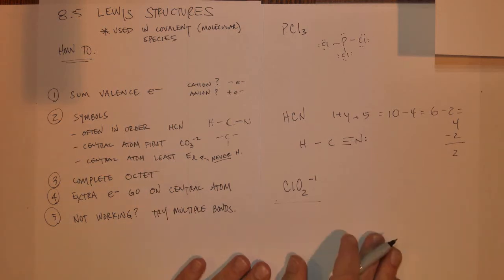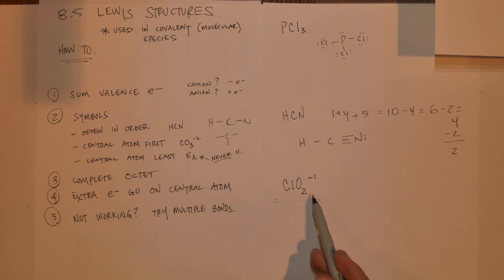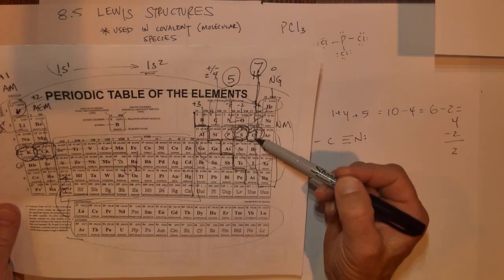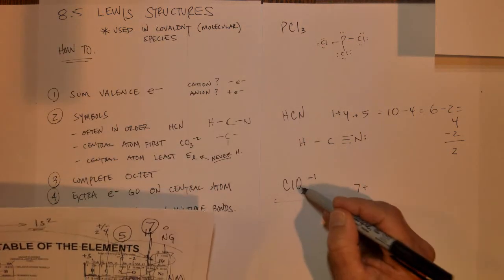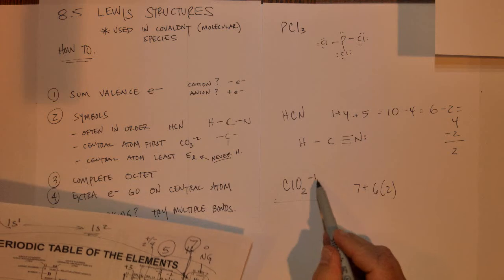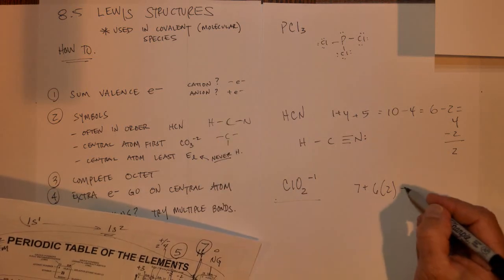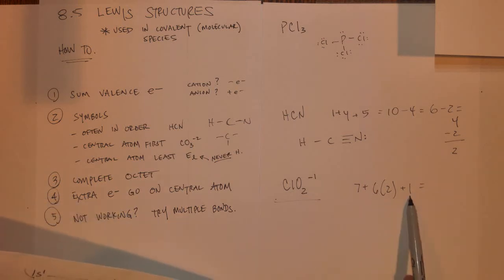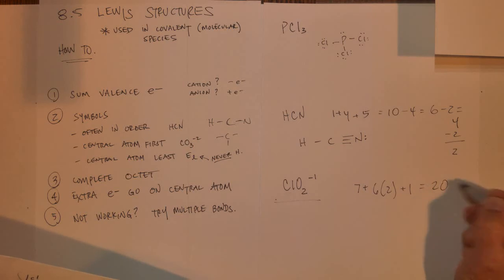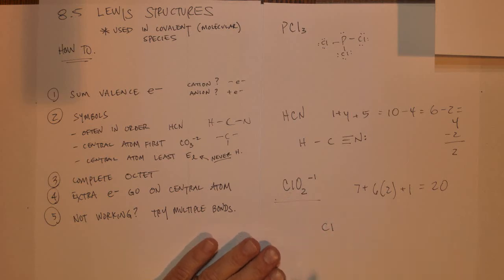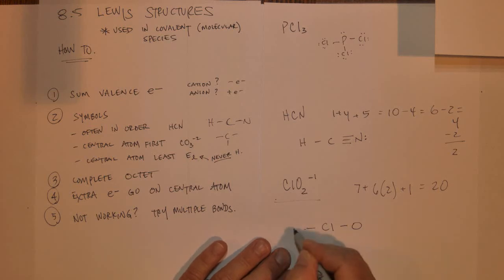All right, last one right here, ClO2 minus 1. So this is an ion, so when we sum the valence electrons right here, chlorine, group 17, would have 7 valence electrons, plus oxygen, which has 6 valence electrons, times 2, because there's 2 of them right here, and then notice it's an anion, so add an electron to it, because remember that -1 means it has 1 more electron in its species. So 12 plus 1 is 13, plus 7 gives me 20 electrons for the structure. And then we're going to go chlorine as the central atom because it's a little less electronegative than oxygen, and then we're going to bond the oxygens around it.